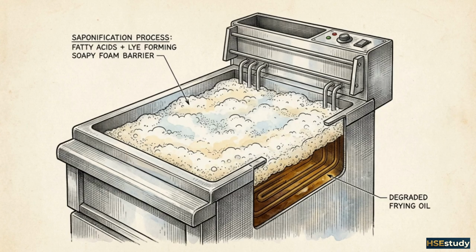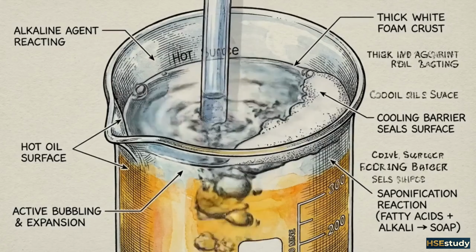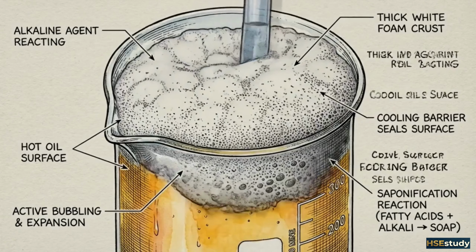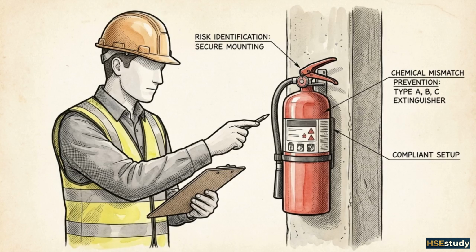Finally, Class K fires involve commercial kitchen greases. These require wet chemicals that induce saponification. Saponification occurs when the alkaline agent reacts with fatty acids in hot oil, instantly creating a soapy, cooling foam barrier that seals off oxygen. Mastering these chemical relationships prevents catastrophic operator mismatch and ensures the auditor correctly identifies the physical risks in a given environment.